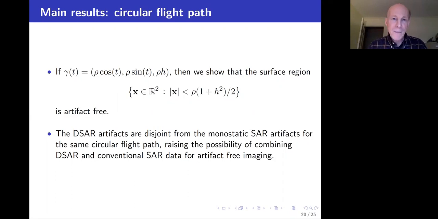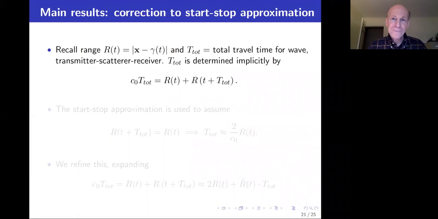I just have a couple more minutes, so let me quickly say the following. Going back to the linear flight path, we have a partial correction to the start-stop approximation. And the result that we obtained is robust to this additional improvement on the start-stop approximation.